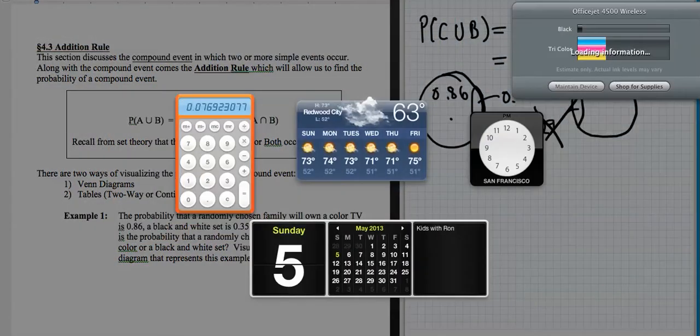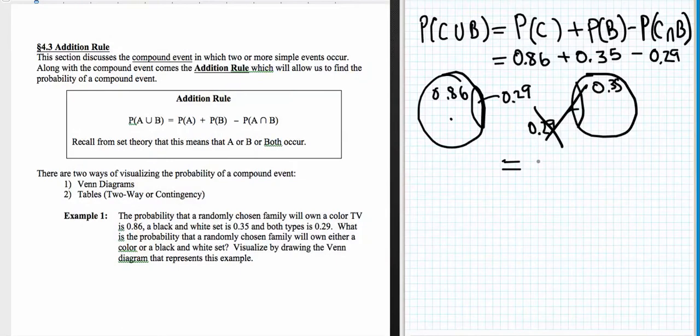So let's just calculate that out here. 0.86 plus 0.35, and you see that value there is over 100%. So we know something's fishy going on, right? And then we subtract out the 0.29 and that pulls us down to 0.92. And so with that, now we see the probability here is 0.92. Now I have a question for you. Why is it not 100%?